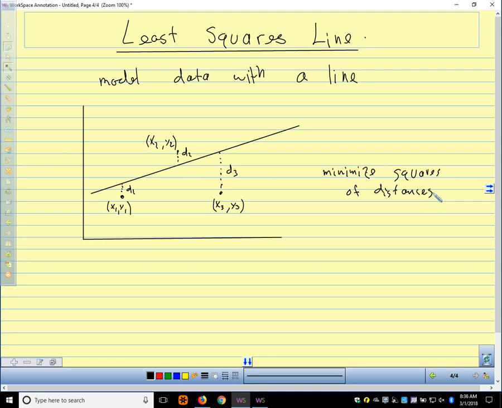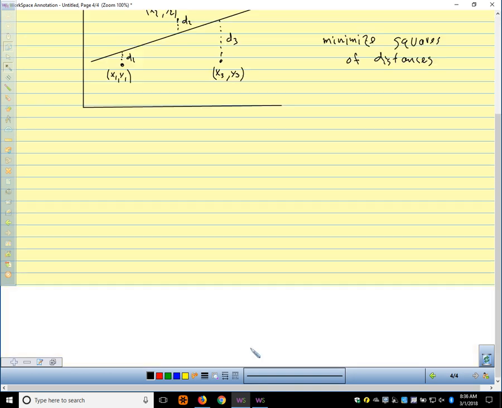There are a lot of ways to fit a line. You can minimize the vertical distance. You can minimize the horizontal distance. You can minimize the perpendicular distance. And all of them give you different kinds of lines that fit. For a least squares line, you usually minimize the square of the vertical distance.